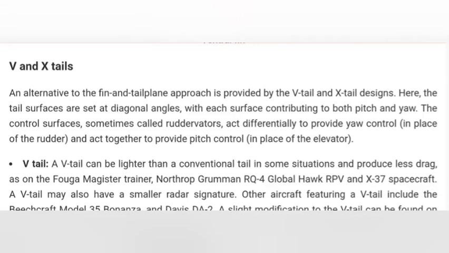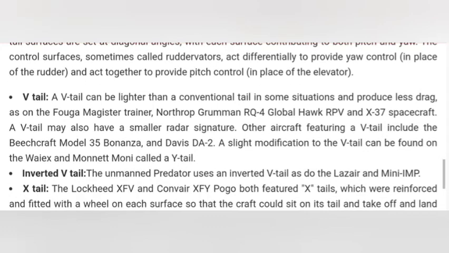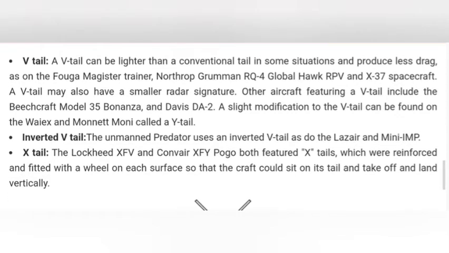V-tail. A V-tail can be lighter than a conventional tail in some situations and produce less drag, as on the Fouga Magister trainer, Northrop Grumman RQ-4 Global Hawk RPV and X-37 spacecraft. A V-tail may also have a smaller radar signature. Other aircraft featuring a V-tail include the Beechcraft Model 35 Bonanza and Davis DA-2. A slight modification to the V-tail can be found on the Waco and Monnett Moni, called a Y-tail.